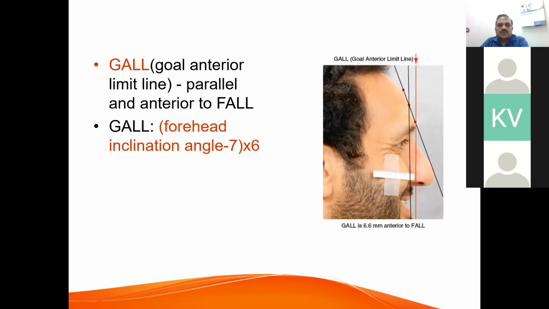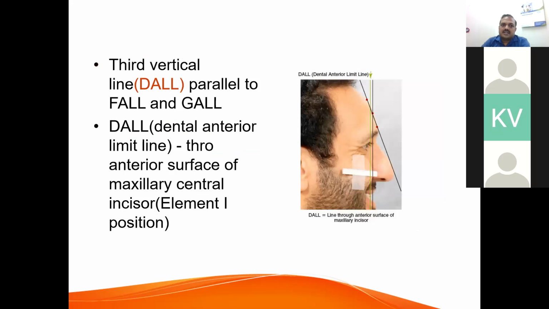To know how far anterior to the FALL it lies, the equation is the forehead inclination angle which we measured, minus 7, into 6. With this you measure the position of the GALL, the goal anterior limit line, which is the final position of the incisor, where exactly the incisor should be positioned. Then we drop a third line, the dental anterior limit line, the DAL. So first is FALL, then GALL, then the DAL.